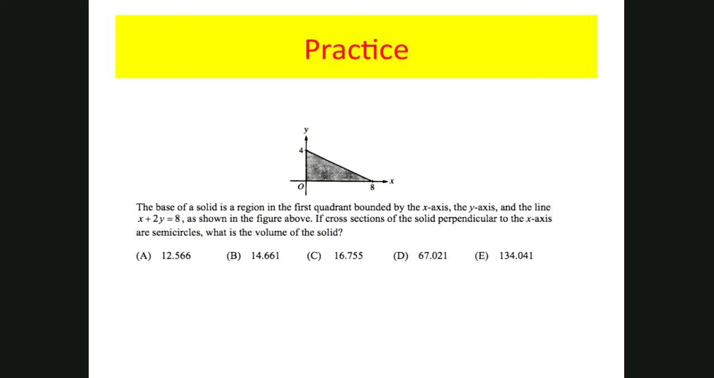All right. So here's a problem that you would get on an AP test that would deal with this type of problem. It says the base of a solid is a region in the first quadrant bounded by the x and y-axis and the line x plus 2y is equal to 8, as shown in the figure above. If cross sections of the solid perpendicular to the x-axis are semicircles, what is the volume of the solid?